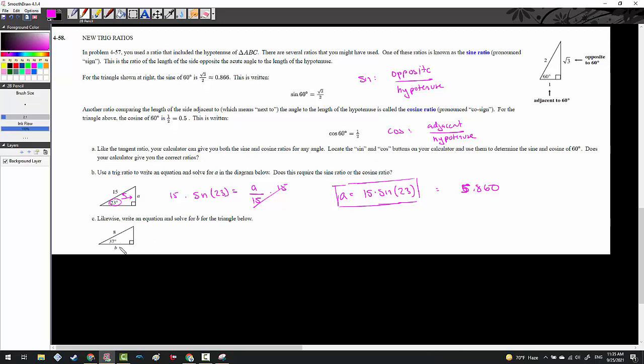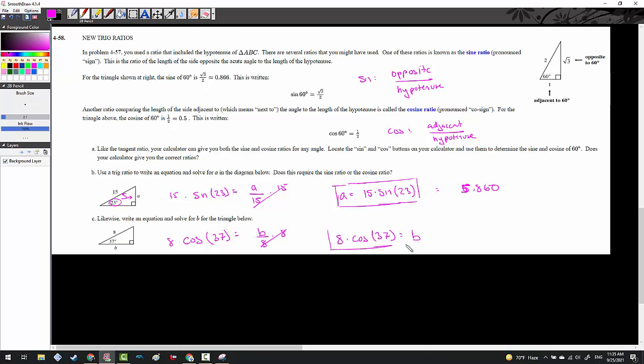For part C, again, I've got an angle, a side that's adjacent, and a hypotenuse. That tells me I'm going to be using cosine. So cosine of 37 is going to equal adjacent, which is b, over hypotenuse, which is 8. So I multiply by 8 on either side. So 8 times cosine of 37 is equal to b.